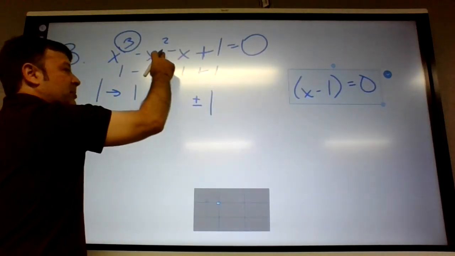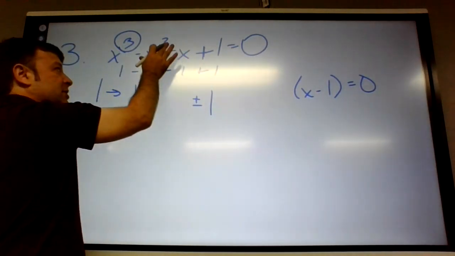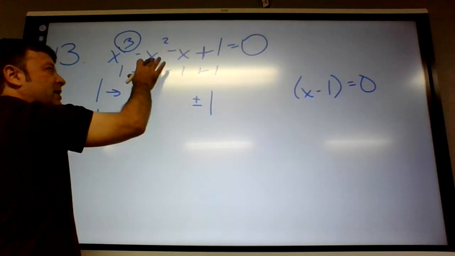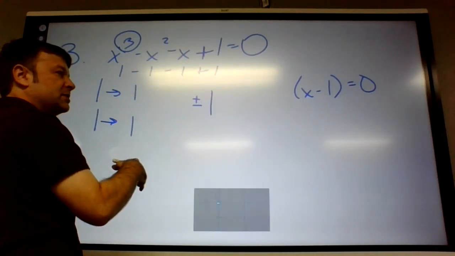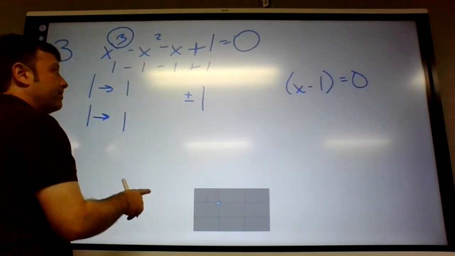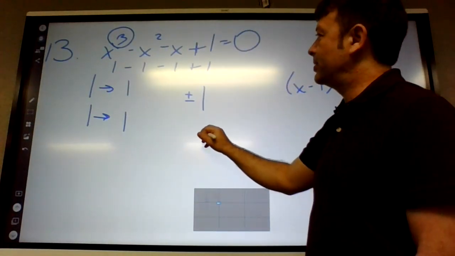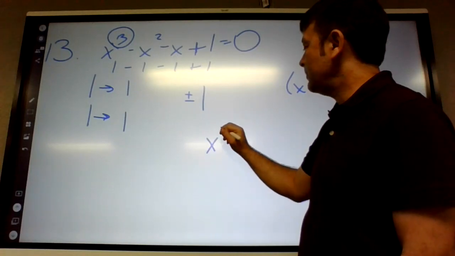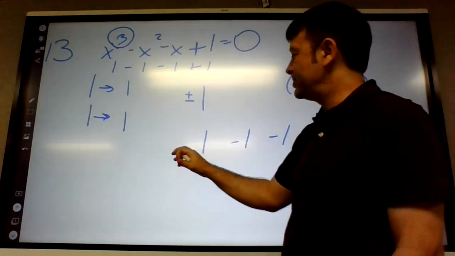When I divide this by x minus 1, it should give me an x squared, a quadratic that I can solve using factoring or quadratic formula. Once we get it down to x squared, we can solve it. Okay, how do I divide it by x minus 1? Well, synthetic is the best way to do it.